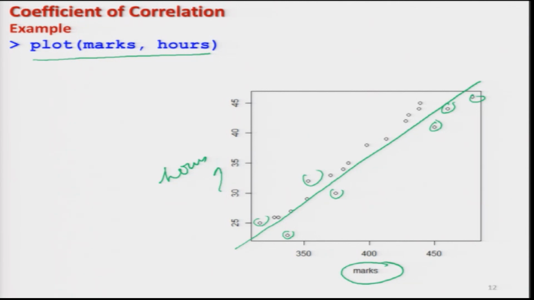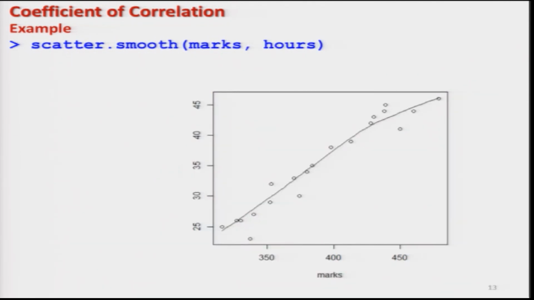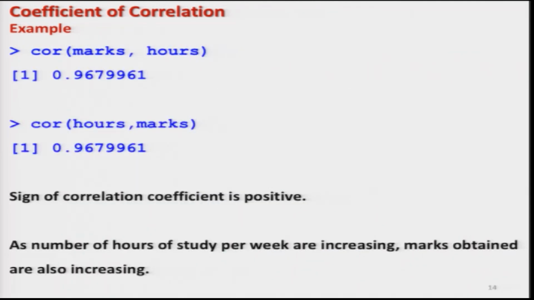But still I have made the trend line by hand, and now we also have learned how to make this trend line. So, for that I will use the same command that we discussed earlier, scatter.smooth, and I will make a line between the two data vectors marks and hours, and you can see here that this line is also indicating that this is nearly linear, and this gives us a confidence that okay, in this case I can use the correlation coefficient. Then I find out the correlation coefficient between marks and hours. You can see here this comes out to be 0.96.